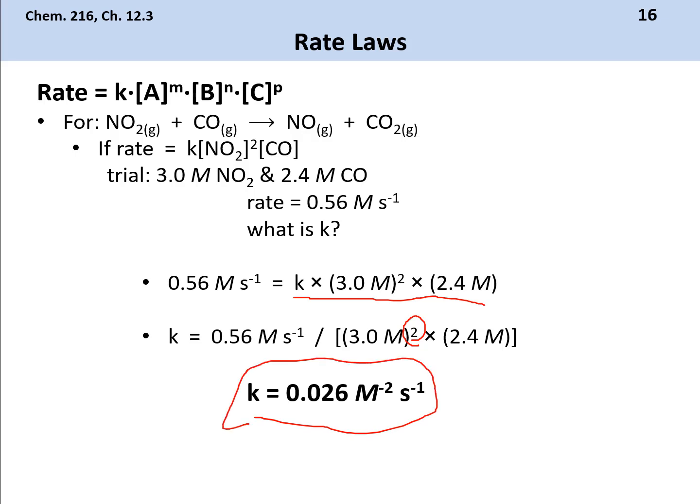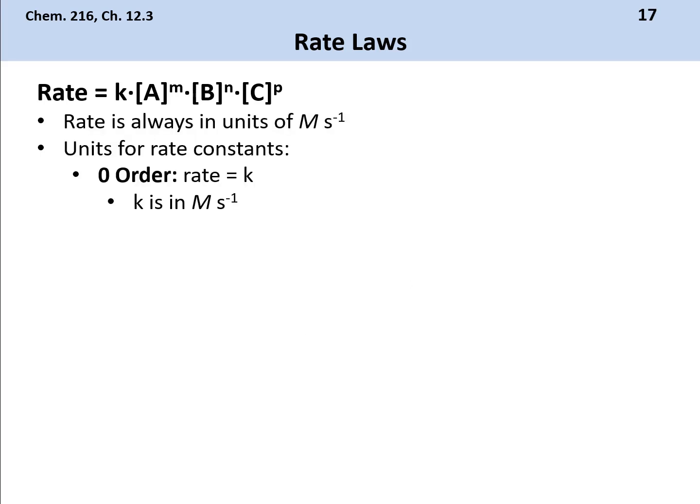All right? Now, the units for K depend on the overall rate order. Okay? So let's say I have a 0 order reaction or 0 order rate law. That would be something like rate equals K, and that's it. Notice there's no A to the 0 because A to the 0 is just equal to 1, so it doesn't even show up. Now if rate is in molarity per second, that means K must also be in molarity per second.